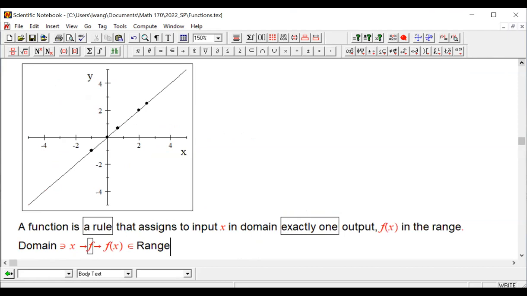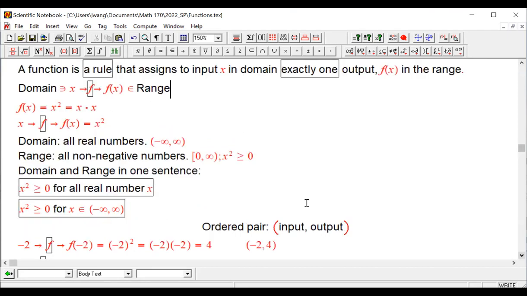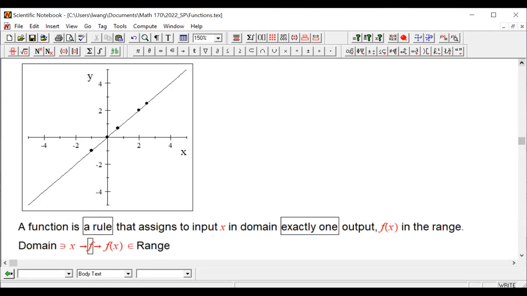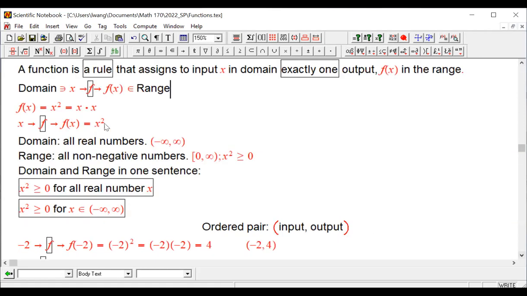Okay, our function definition with us. And what is this rule? This rule is f of x equals x squared. Any input you give me, I'm going to take that input and multiply it by itself, because x squared means x times x. So whatever input you give me, according to this rule, I'll take the input and multiply it by itself.